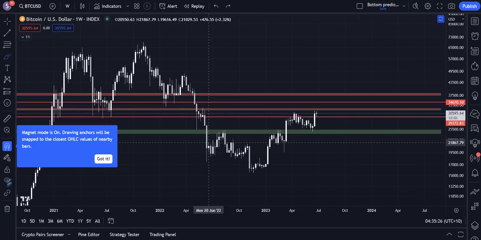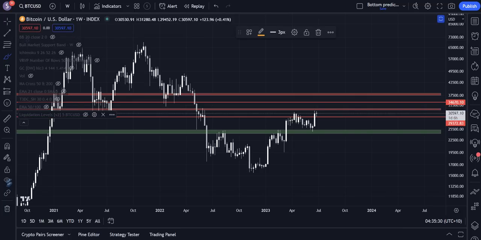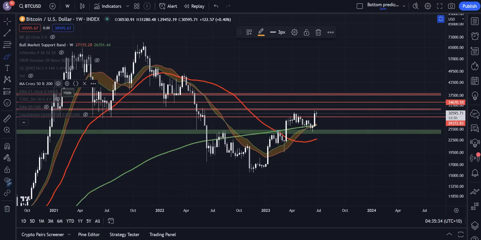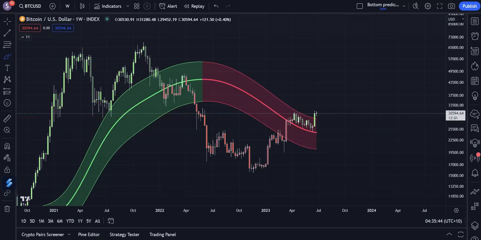Now we can jump back into the weekly chart. What is actually happening here? Well, we can dive into it deeper. We've seen some very good things, right? We've seen the bull market support band be taken. We've seen the 200-week SMA be taken back. But most importantly, and I could bring up indicators all day, one of the most important things we've seen on the weekly chart is actually the Gaussian channel and its relation to the Gaussian channel.